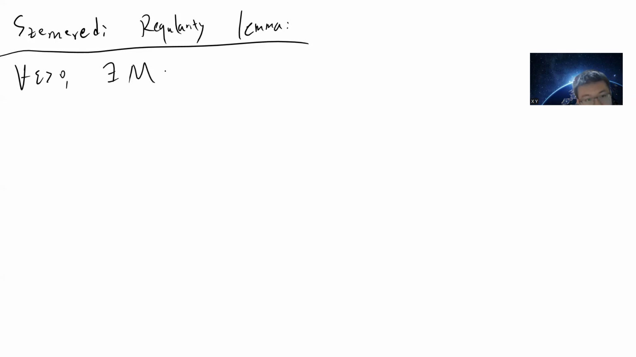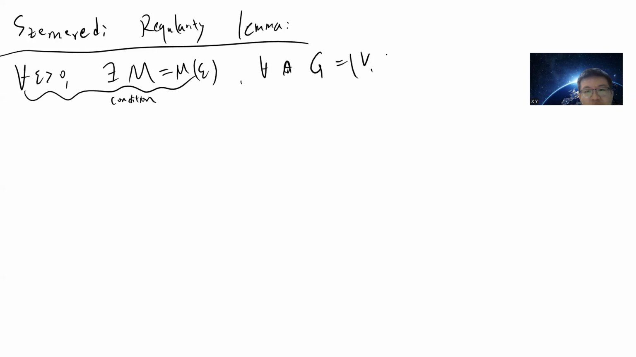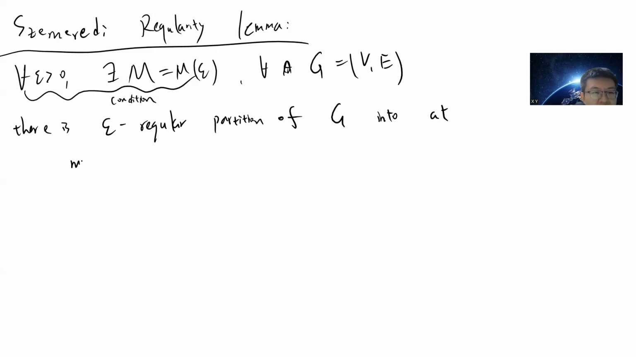M. Okay, so this M only depends on epsilon, right? And then for every graph G, so for all graphs G = (V, E), there is an epsilon regular partition of G into at most M parts. Okay, so this theorem is deep.